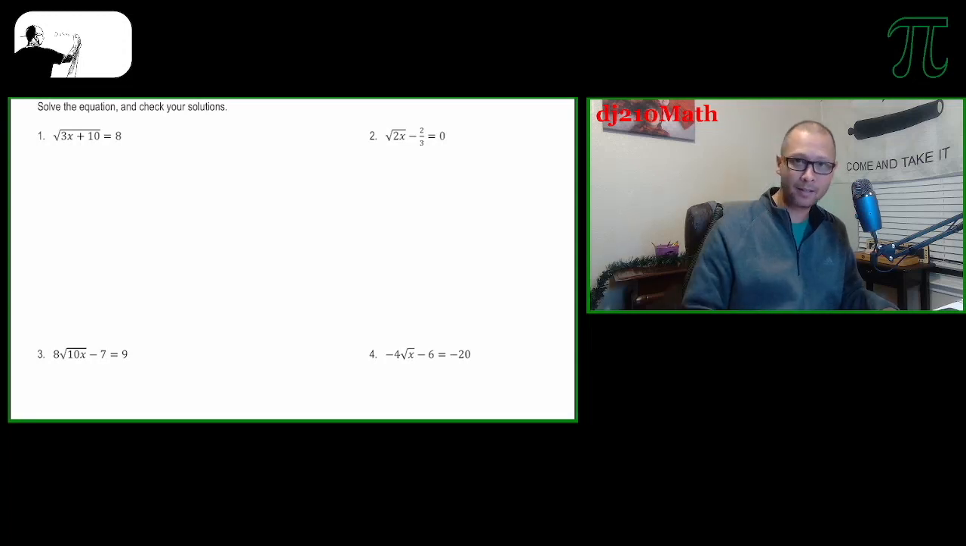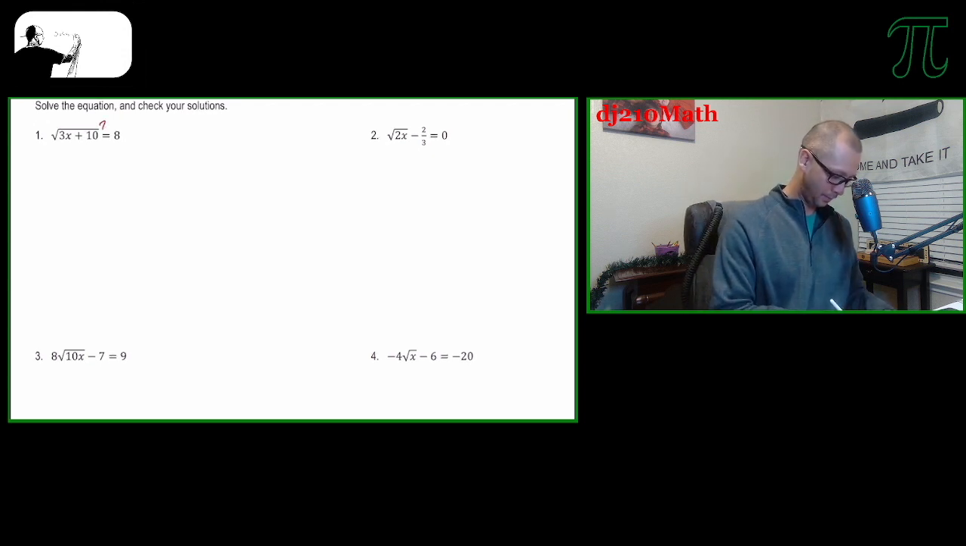All right, so let's knock out C4's homework. So number one, I can do anything I want as long as I do it to both sides, right? So it's square both sides. The left hand side is gonna go away, the square root that is. Four.